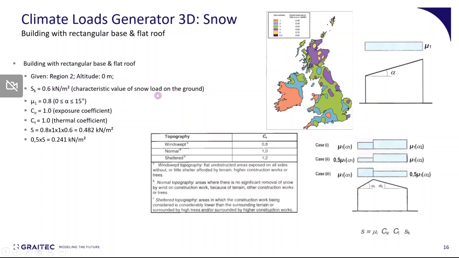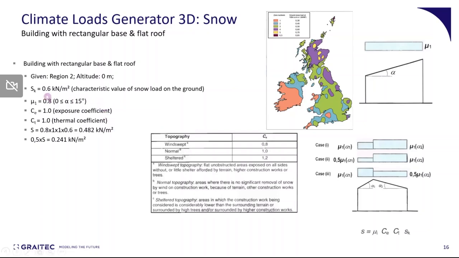If the altitude changes, the Eurocode suggests to change this value using certain coefficients, and then these 3 coefficients are used in order to be multiplied by the characteristic value of snow load on the ground and identify the total snow load on the roof.